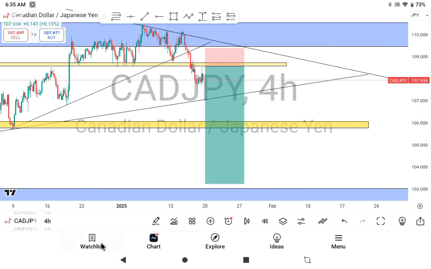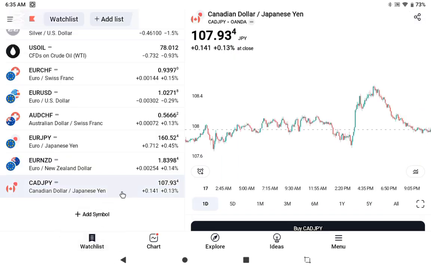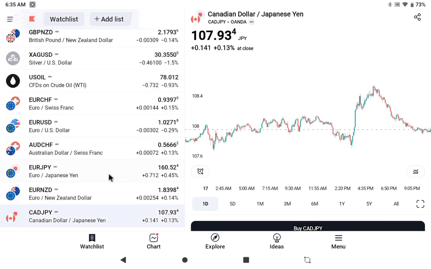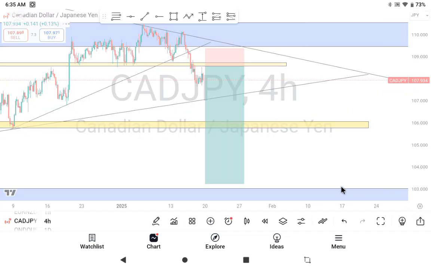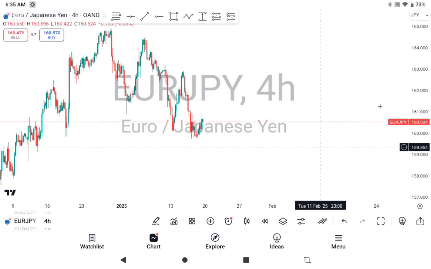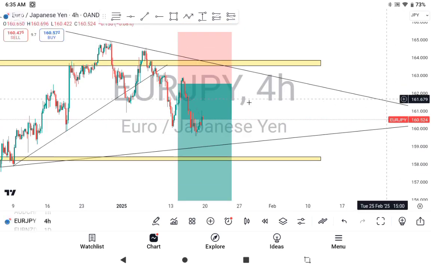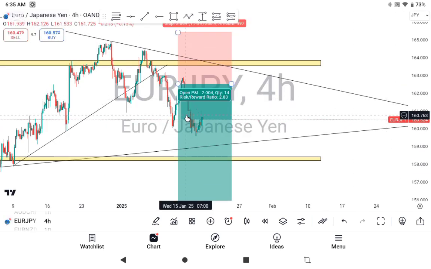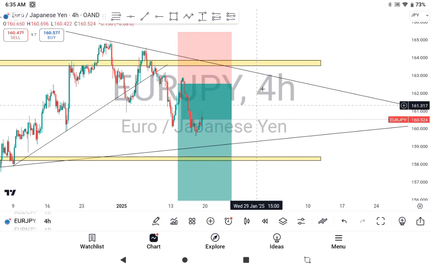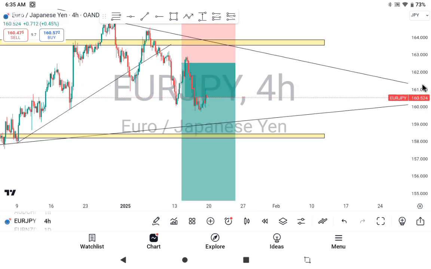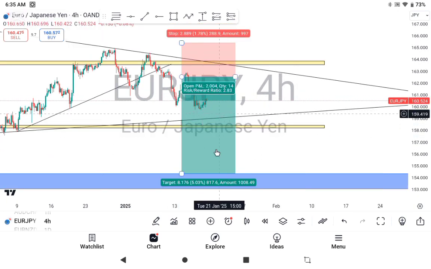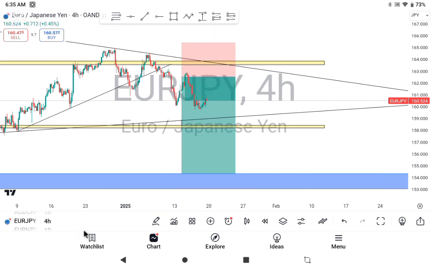The second pair on my list is Euro JPY. Now on Euro JPY, presently I am currently on this trade. As you can see, I'm in profit. The price is currently pushing to the downside. So let's go to the higher time frame.